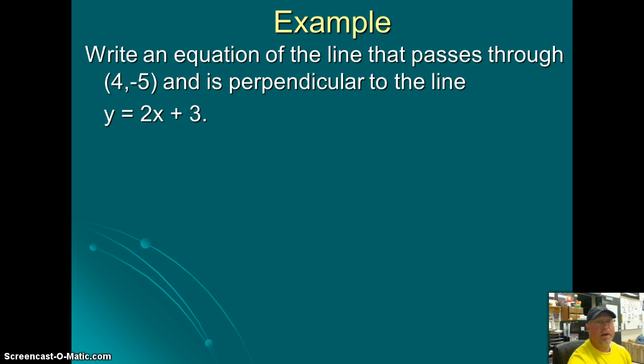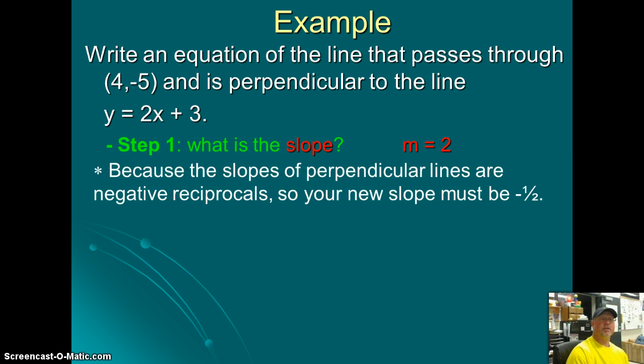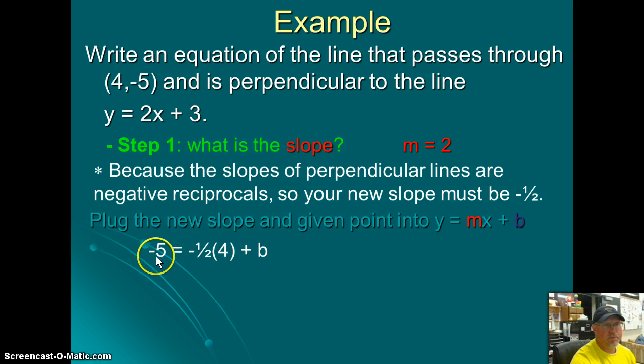Write an equation of the line that passes through (4, -5) and is perpendicular to the line. Okay, so we know the slope here in this part is 2. Because the slopes of perpendicular lines are negative reciprocals, we would take the reciprocal of 2 over 1 and make it negative, so that would give us -1/2. So again, we'd have to find b. When we do that, we put in our point, x and y, and we put in our new slope, which is the negative reciprocal of the one given, so -1/2. When we multiply that out, we end up with -2. And we solve it for b, which would give us -3.